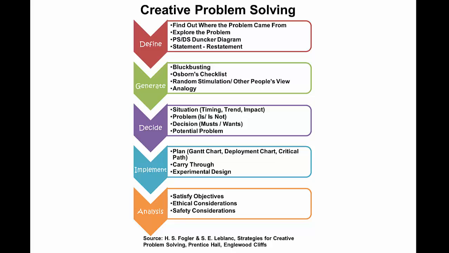For the ethical checklist, this book, Strategies for Creative Problem Solving, suggests the 5 P's checklist, which I use all the time for the ethical part. To make sure that our decision and solution are ethical, we will consider purpose, pride, patience, persistence, and perspective.